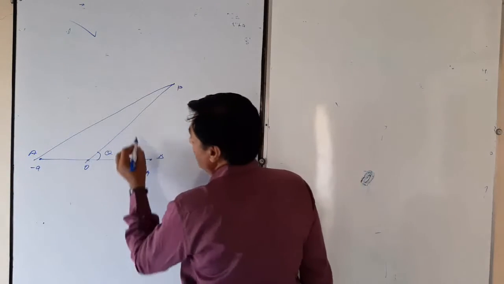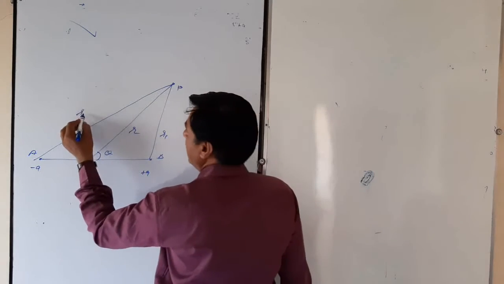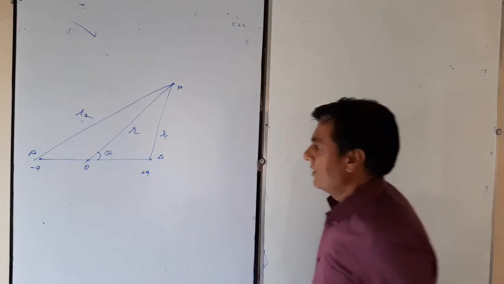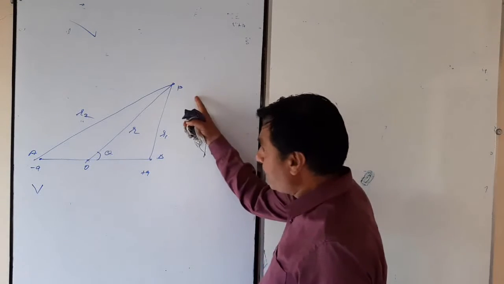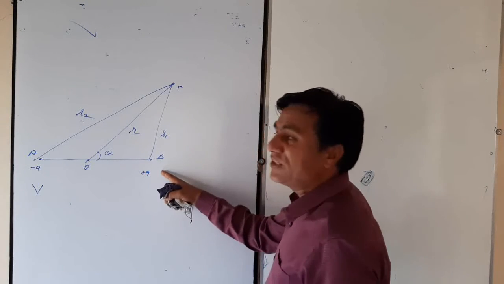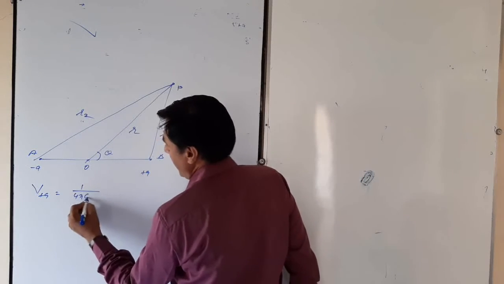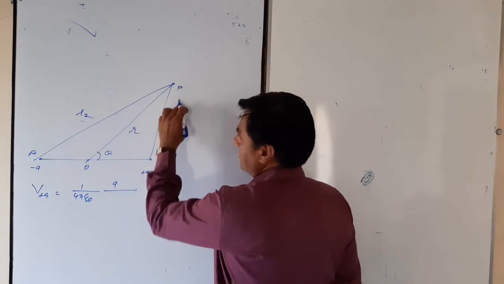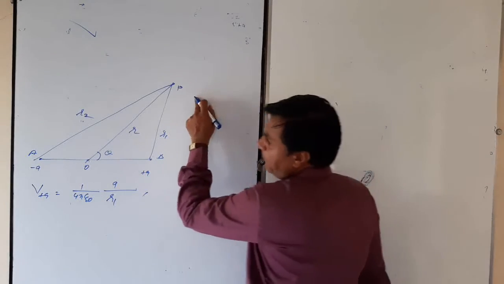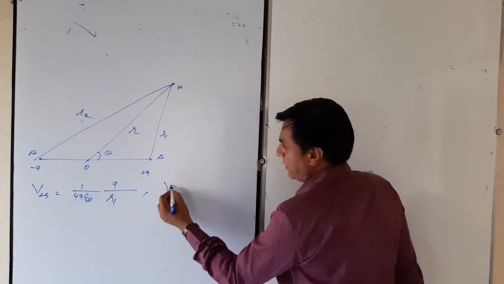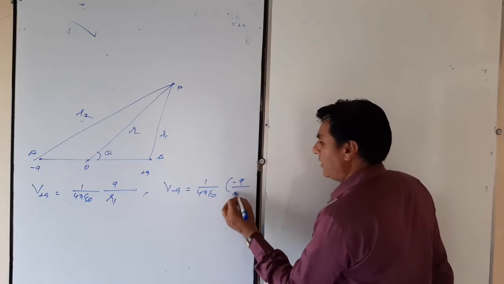That distance will be more than r. See, it is R1, that distance, and R2, this distance. Now, electric field at P due to plus Q charge, V due to plus Q, what will happen? 1 upon 4 pi epsilon 0 Q upon R1. Now the field at point P due to minus Q of the dipole, V due to minus Q is 1 upon 4 pi epsilon 0 minus Q upon R2.